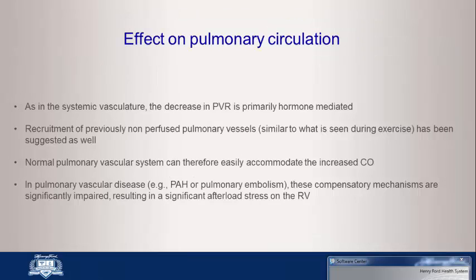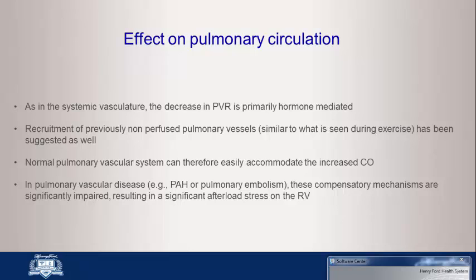What happens in the pulmonary circulation is not very different from the systemic circulation, and there will be a decrease in the pulmonary vascular resistance, and this is all hormone mediated. There will be recruitment of previously non-perfused pulmonary vessels to accommodate all this change and the increase in plasma volume, and this will lead to normal physiology if you can open more units to accommodate all the volume that you have accumulated.